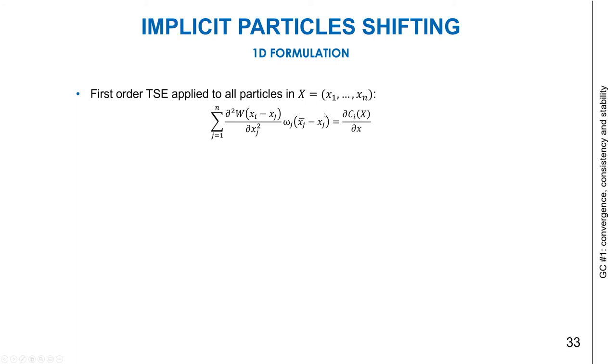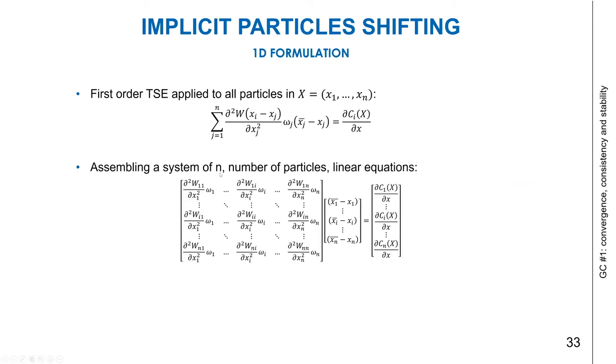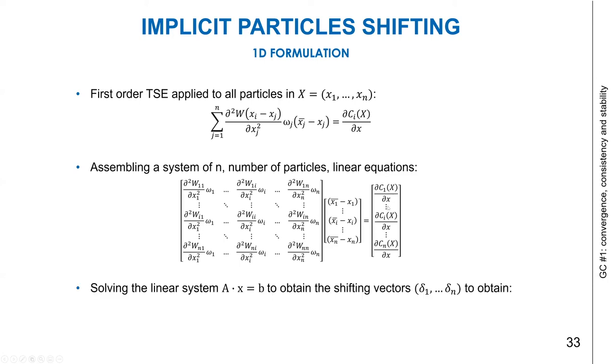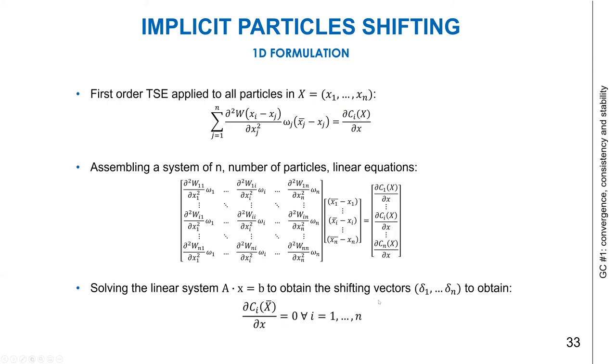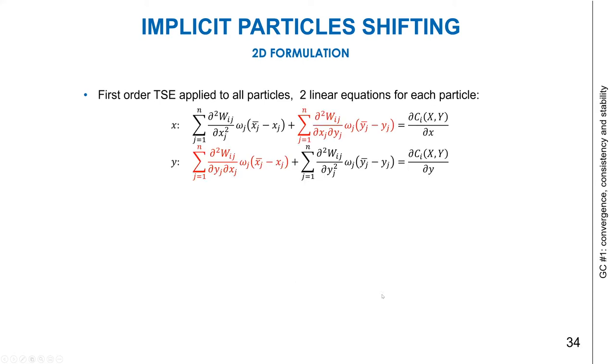And then if I write everything for every particle I have in my domain, I'll end up with n equations, where n is the number of particles in your domain. And so basically what I'm doing is building a linear system where this is matrix A, this is the vector of unknowns, and this is B. By solving this, I am able to obtain the shifting quantity for every particle from 1 to n, which guarantees that the gradient of the particle concentration at every particle is 0. Okay, this is 1D, but this can be extended, and we have extended it also to 2D or 3D.